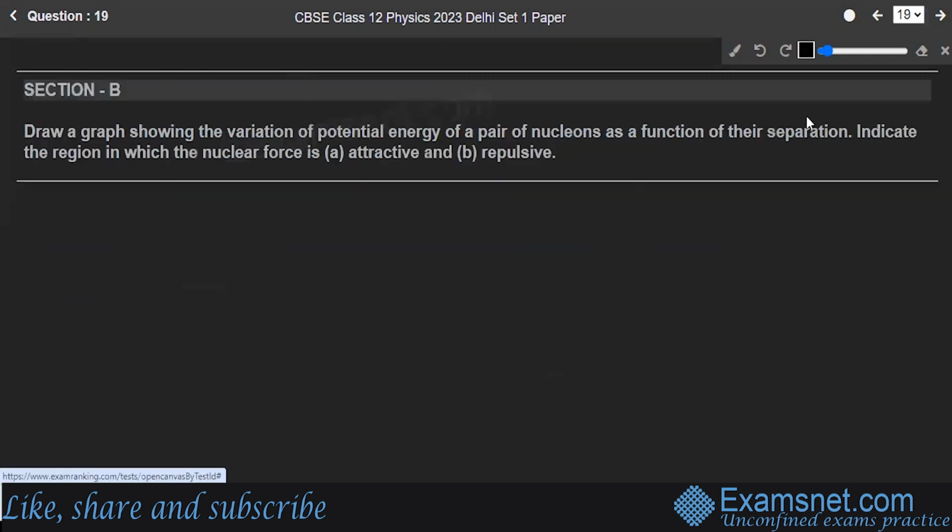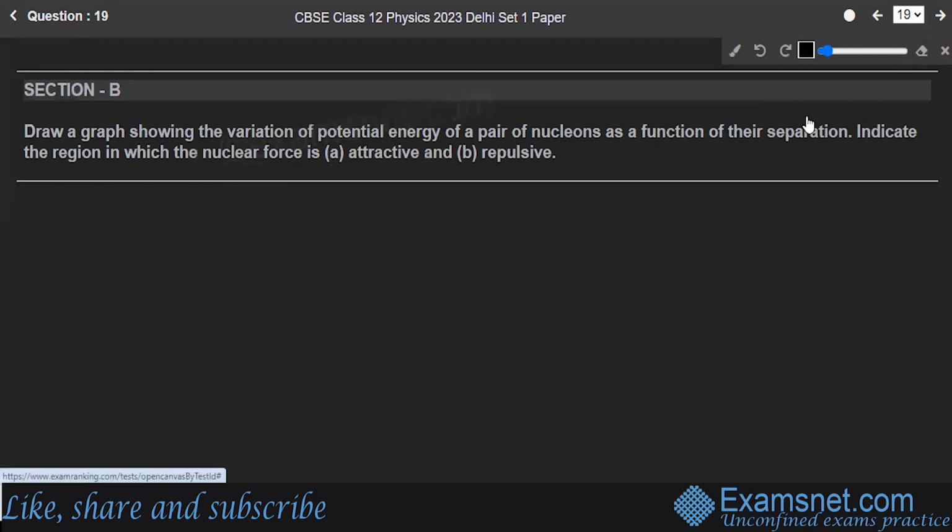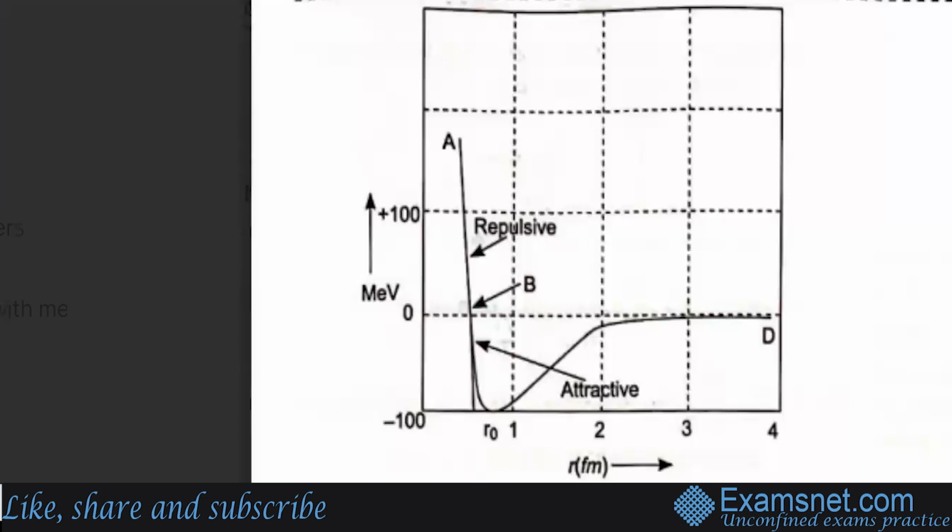Hope you understood this. Next is question number 19. You have to draw a graph showing the variation of potential energy of a pair of nucleons as a function of their separation. Indicate the region in which the nuclear force is attractive and repulsive. The graph is something like this. At a distance of about 0.8 fm, the potential energy is at its lowest level.